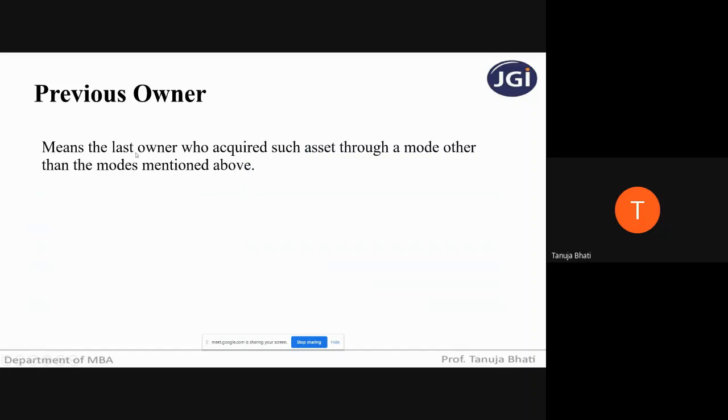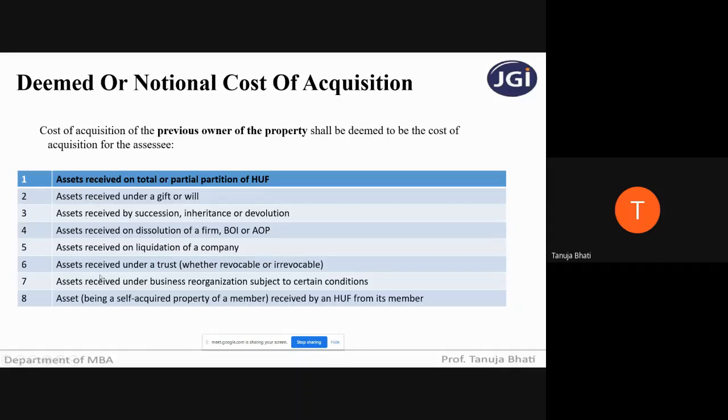Now, what is previous owner? As I already told, it means the last owner who acquired such asset through a mode other than the modes mentioned above. So a mode other than these 8 modes, through whatever mode the previous owner has acquired the property, obviously it will be for consideration. So whatever cost he had incurred for acquiring the property, the same cost of acquisition I shall take while calculating, while I'm transferring the particular capital asset. That is why it is called deemed or notional cost of acquisition. Have you all understood this concept, students?